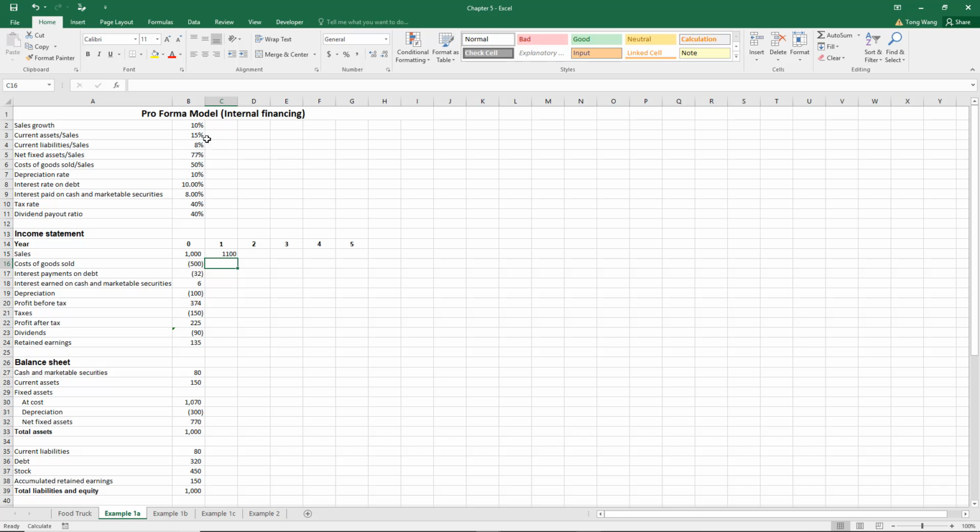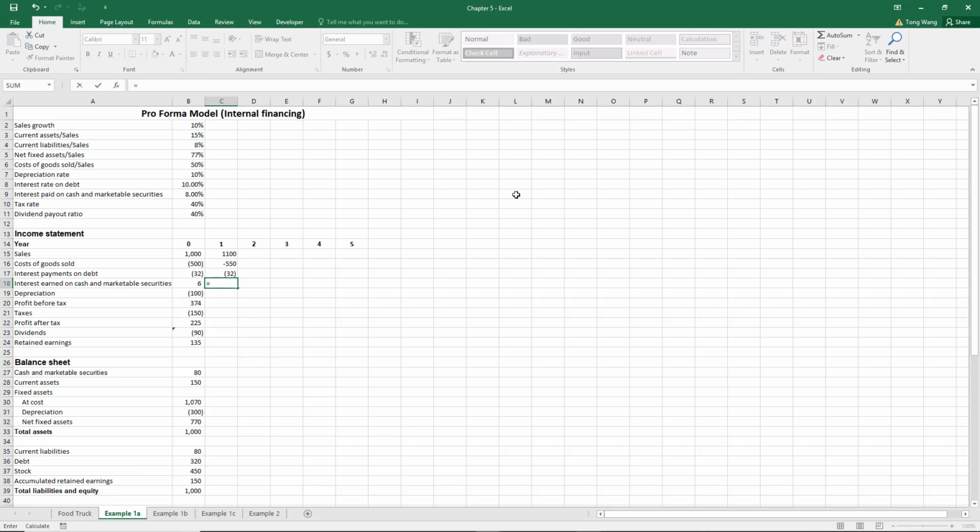And like you can see, we are going to tie everything else to the sales number. First of all, we're assuming that the cost is going to be 50% of the sales. So that's going to be equal to B6 times C15. So the interest payment on debt is going to be equal to the interest, which is a negative number, the interest rate on debt multiplied by the average debt level of the current year and the previous year.